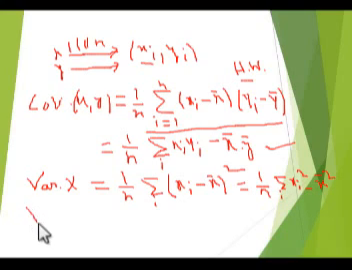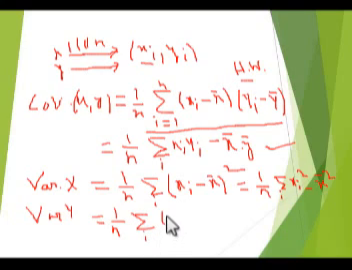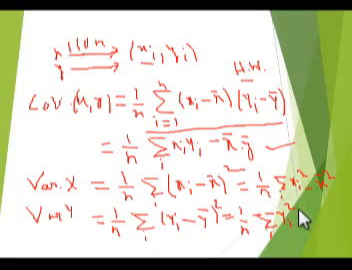And the variance of y will be 1 by n summation, similarly to variance x, of yi minus y mean whole square. It can also be written in this way: 1 by n summation of yi whole square, minus mean of y whole square.